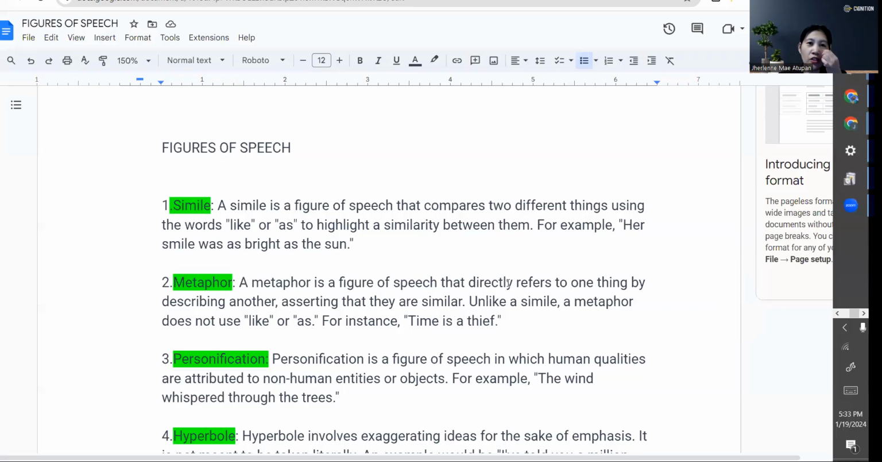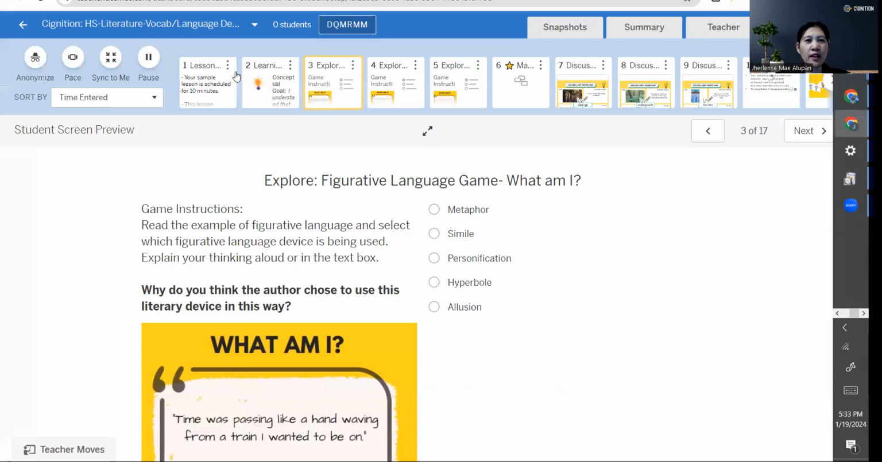All right. So here I will be sharing our lesson for today, which is about the figures of speech. And we have this Desmos about figurative language game, What Am I.